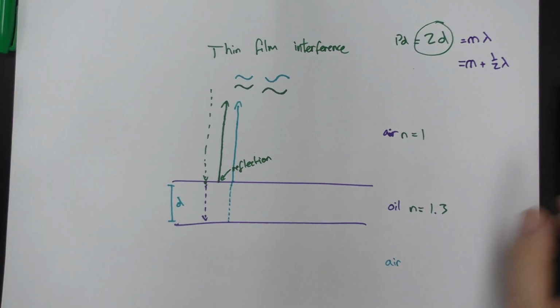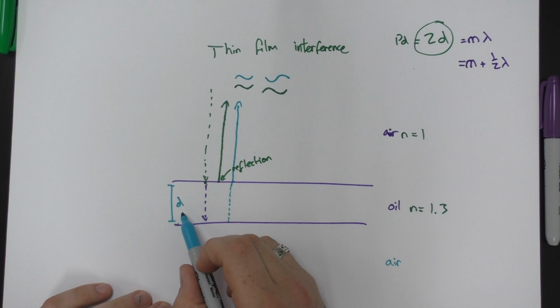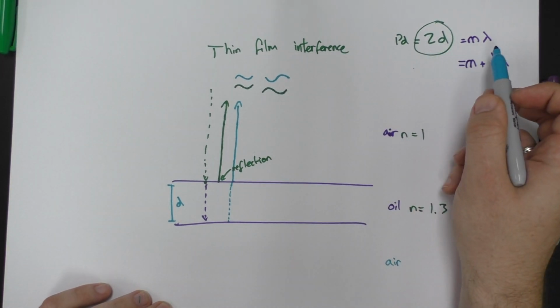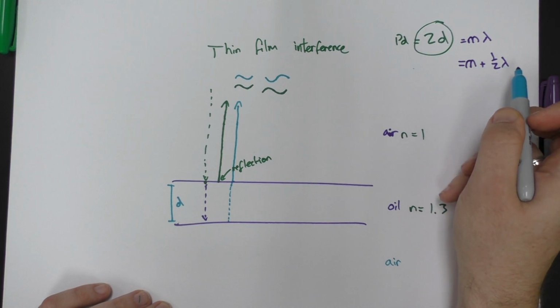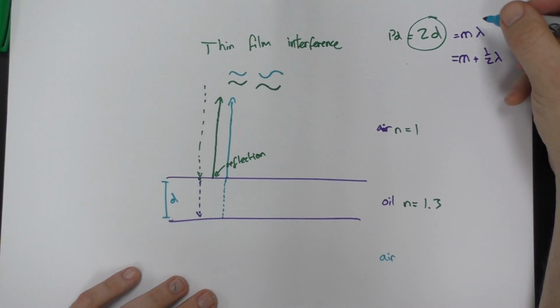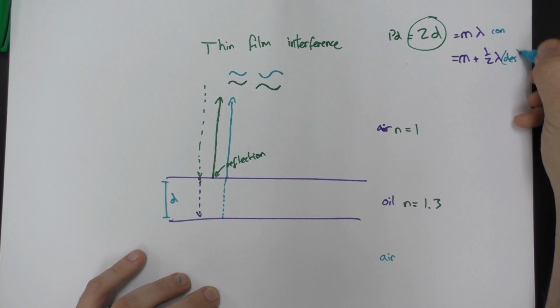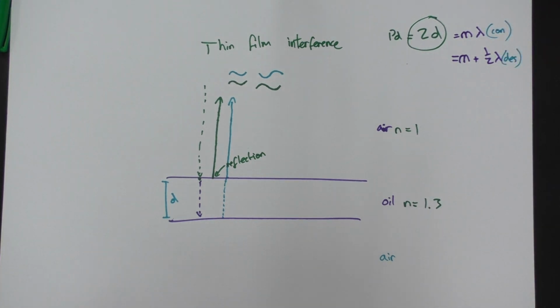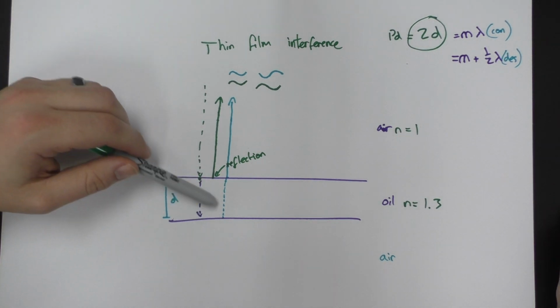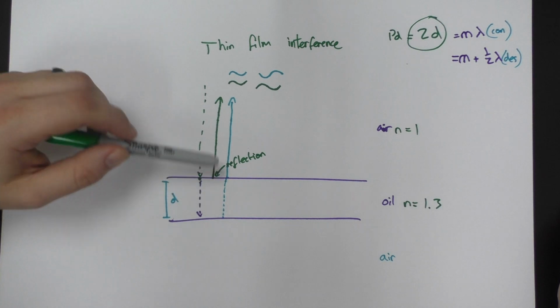So depending on whether the path difference here is equal to m lambda or m plus a half lambda shows us whether we get constructive or destructive. But there's another thing that you have to consider here, and this is what makes things a little bit more challenging with thin film interference. There's a specific criteria about these waves that can cause them to undergo a 180-degree shift when reflecting off these boundaries. Okay?